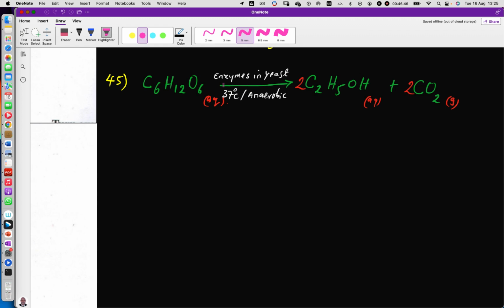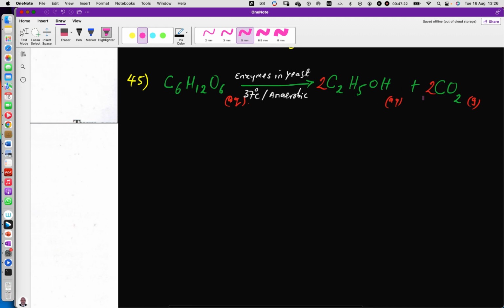The biological enzyme is found in the yeast. So the yeast is going to act as a biological catalyst, and the enzyme in the yeast is the one to catalyze this reaction. The reaction is usually at 37 degrees Celsius. It is under anaerobic condition, so no oxygen should be involved. Under this condition, we will have ethanol and carbon dioxide produced.